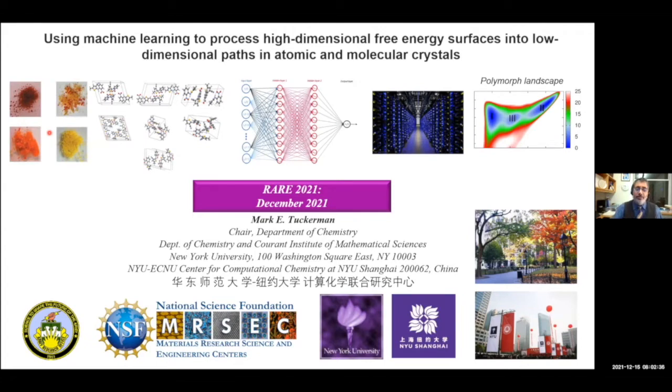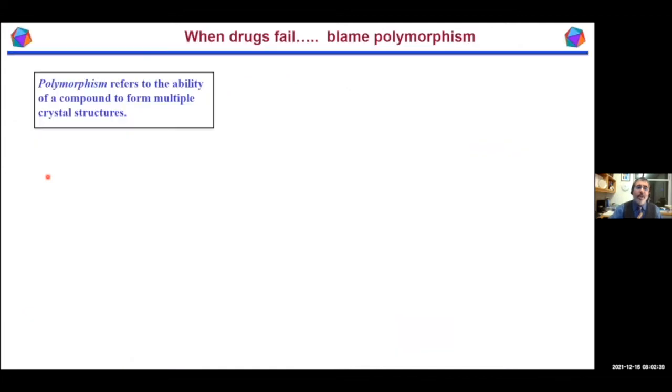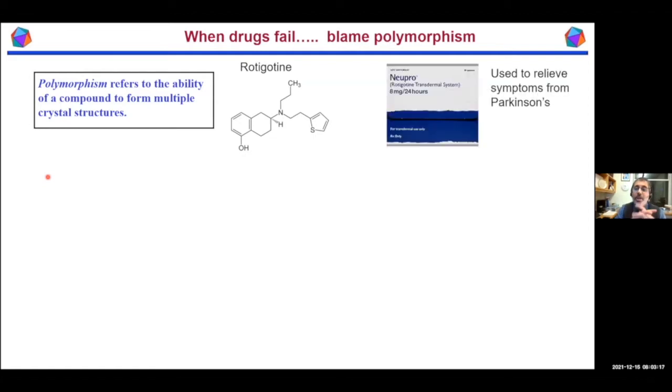What is our motivation for working on these systems? Well, one of the most common ones is polymorphism in the context of pharmaceuticals. Now, just to remind the audience, polymorphism refers to the ability of a compound to form multiple crystal structures. And why is this a problem and possibly an interesting thing to exploit? Well, let's first start with an area where this really is a very significant problem. That's in pharmaceuticals. And although everyone likes to talk about ritonavir and the AIDS drug, I'm going to talk about this drug rotigotine, which is actually used to relieve symptoms of Parkinson's disease.